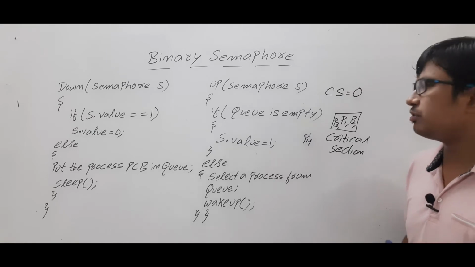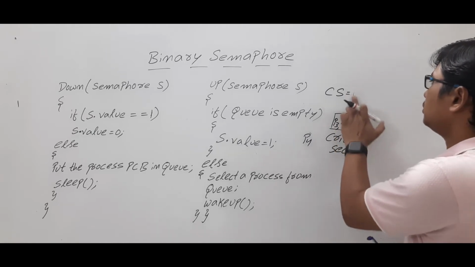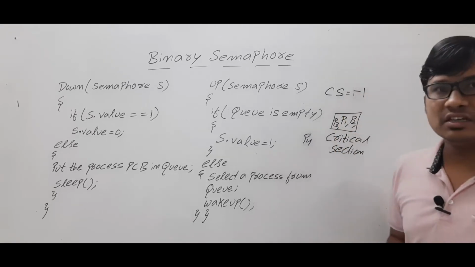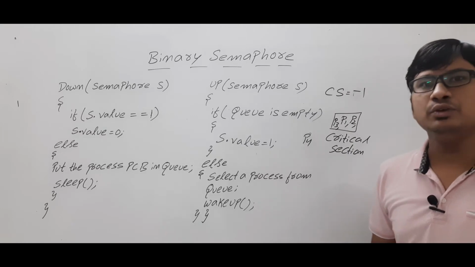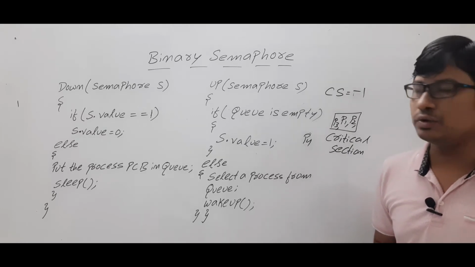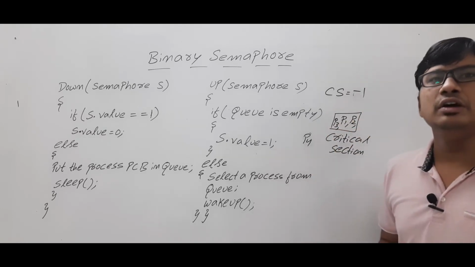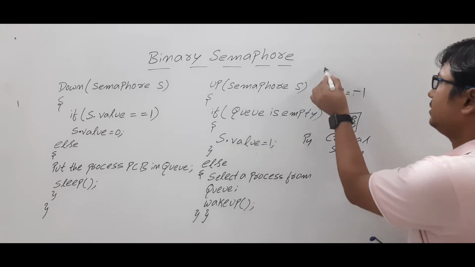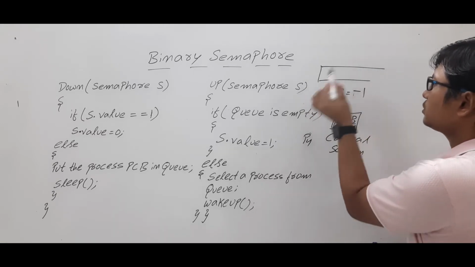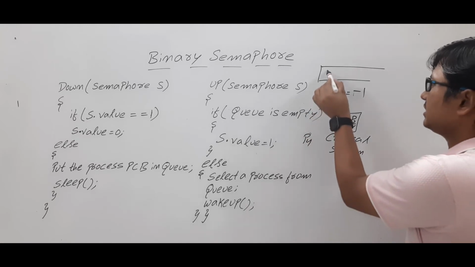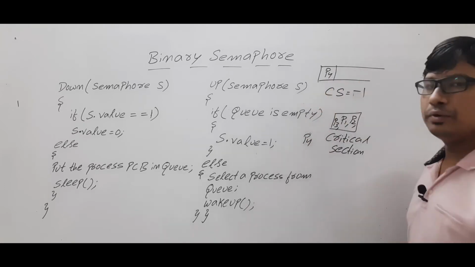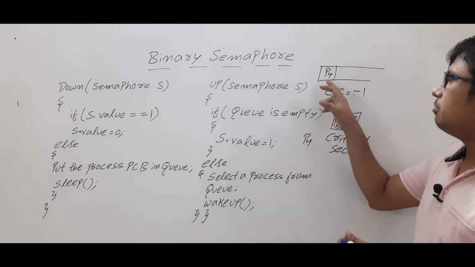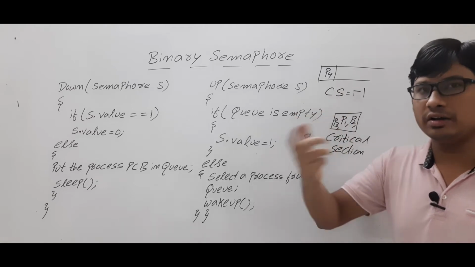Now let's take that process P4 wants to enter into the critical section. Again it will perform the down operation, so the value will become -1. As the counting semaphore value is less than 0, process P4 goes to the sleep state. It will be in the waiting state. In a queue, we maintain the processes which are blocked or in the sleep state.